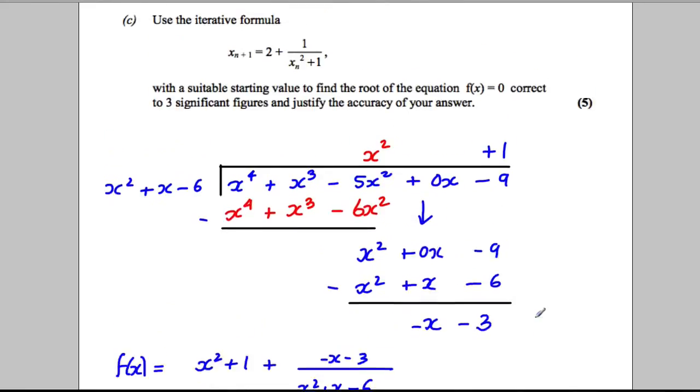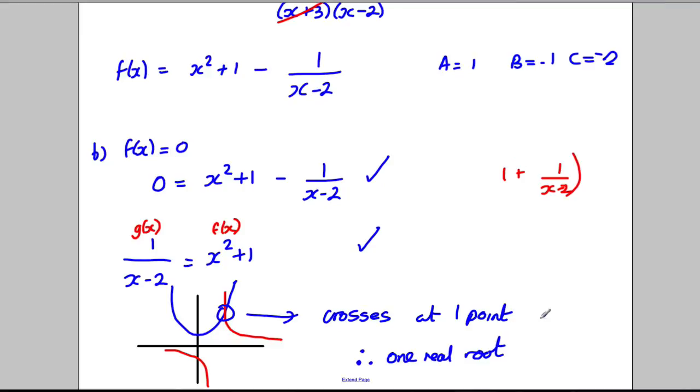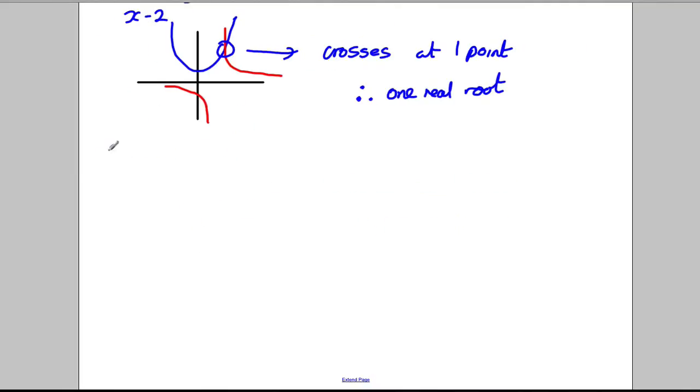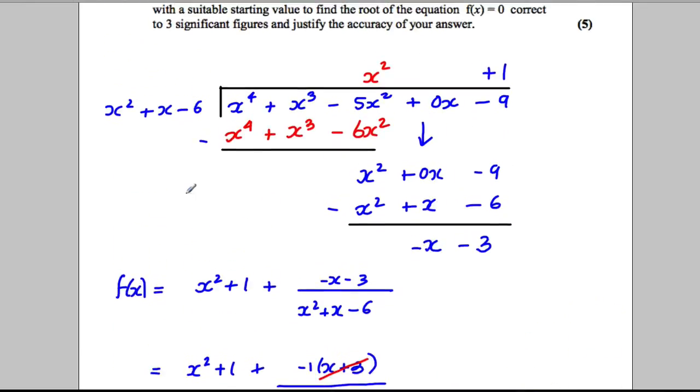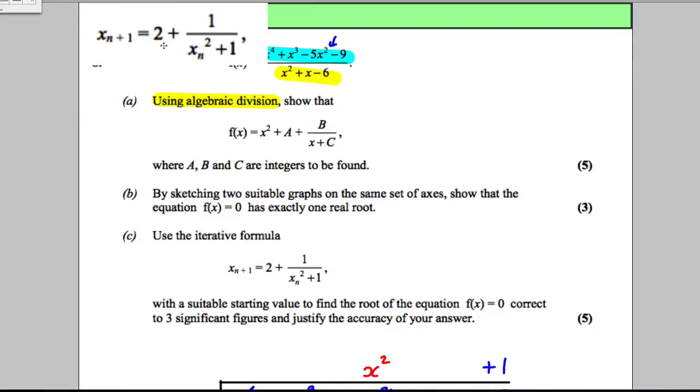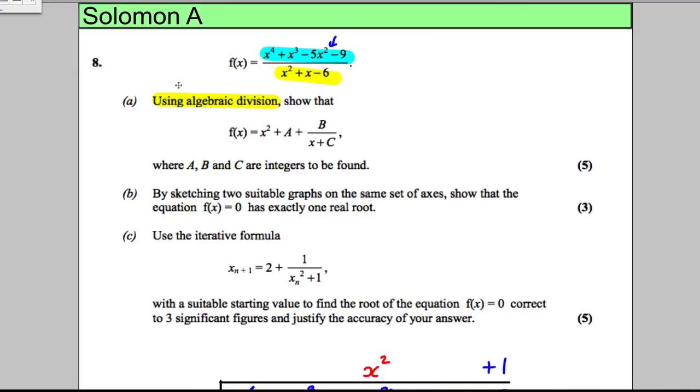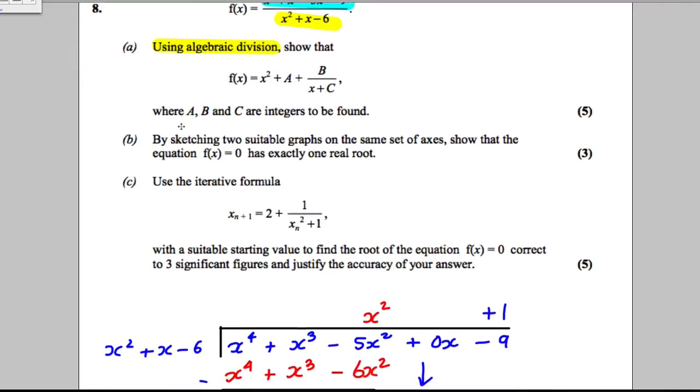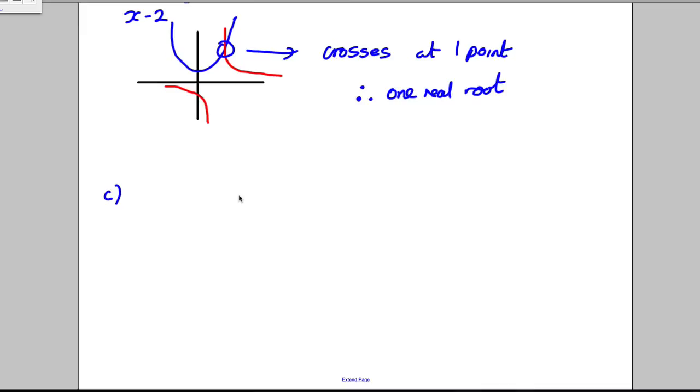Okay? And for part C, use that iterative formula. So the iterative formula is as follows. So for part C, they say use the iterative formula. Actually, let me just copy and paste this here. Let me just take a little photo of that. So take that there, and it asks you, by using a suitable starting value, find the answer to 3 significant figures. Okay, so there you go. So that's our iterative formula.